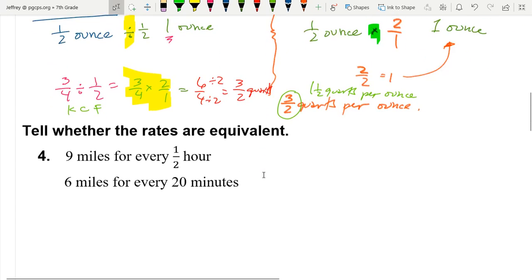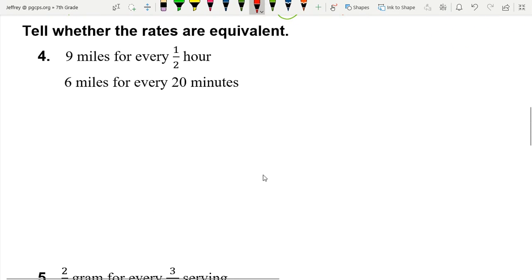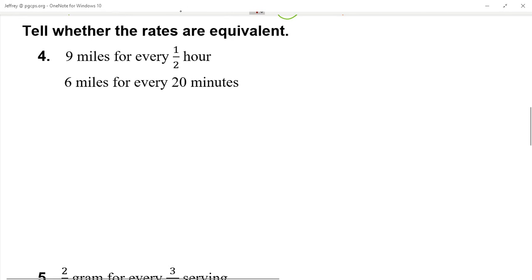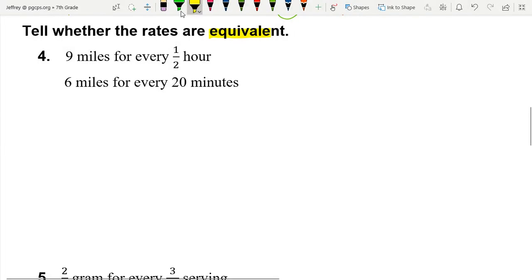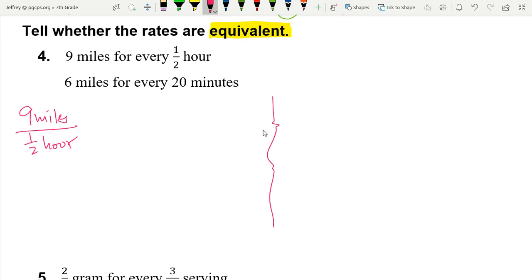Now let's do number 4. Tell whether the rates are equivalent. Now, when do we know if the rates are equivalent? When the unit rates are the same. So let's try to get the unit rates of each of these statements to tell whether these rates are equivalent. So I'm going to cut this screen in half. The first one would be 9 miles for every 1/2 hour. And the second one would be 6 miles for every 20 minutes.